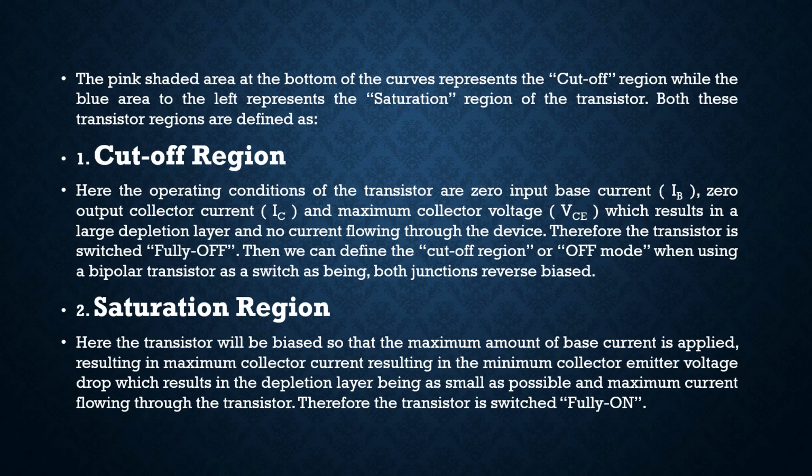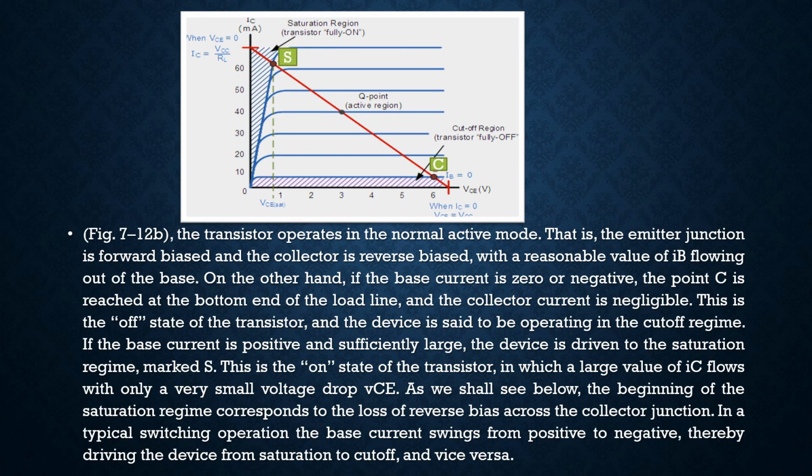Then we can define the cutoff region or off mode when using a bipolar transistor as a switch, as both junctions being reverse biased. Second is the saturation region. Here the transistor will be biased so that the maximum amount of base current is applied, resulting in maximum collector current, resulting in maximum collector emitter voltage drop, which results in the depletion layer being as small as possible and maximum current flowing through the transistor. Therefore, the transistor is switched fully on.